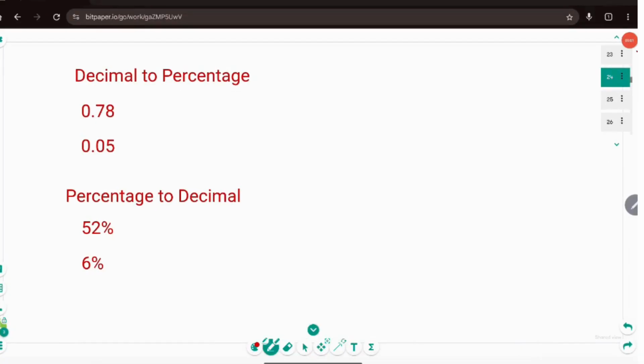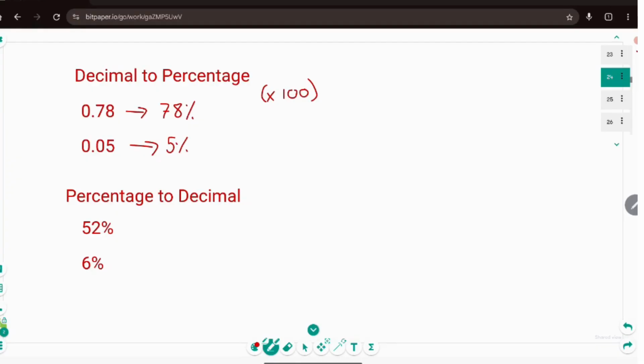How do we convert a decimal into a percentage? We multiply by 100. I'll just put it in brackets here. So 0.78, what is that as a percentage? Well, if we times it by 100, which you can use your calculator for, 78%. 0.05 multiplied by 100, 5%.